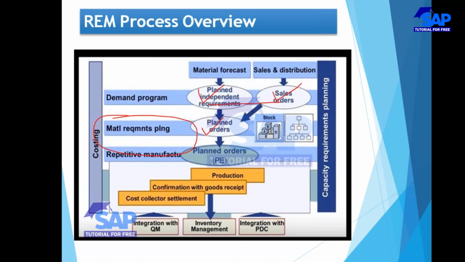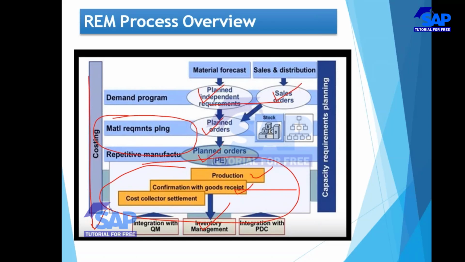Using these planned orders only, you will be executing the production, like your production, your GR, and all those settlements. Everything will happen, and finally you'll be getting the stock. So this is the repetitive manufacturing process flow. Here there will not be any production orders. With the planned orders only, you will be triggering your production activity.